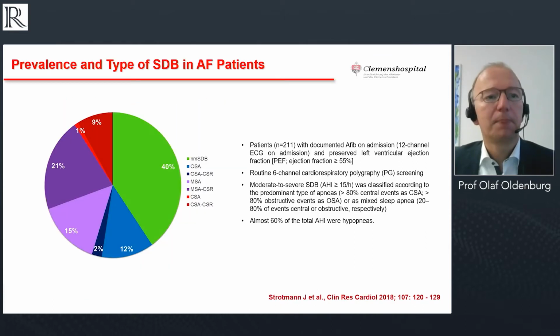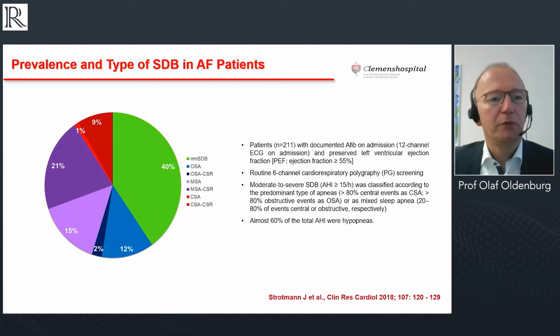Going to the next slide, we looked into the prevalence. Previously I just talked about obstructive sleep apnea. We looked at the prevalence in patients with documented AFib on admission. So we have AFib in the 12-channel ECG on admission, and at the same time a preserved, at least systolic, left ventricular function with an ejection fraction more than 55%. And in these 211 patients, we did a routine 6-channel cardiorespiratory polygraphy screening.